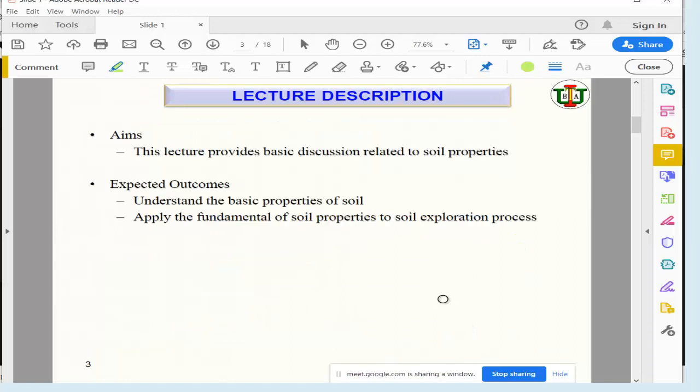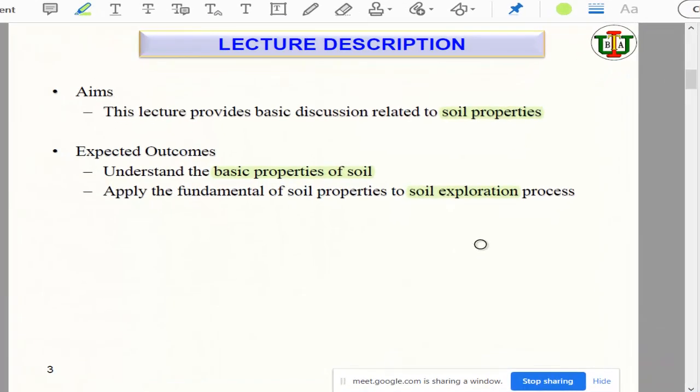Okay, so the aim of this lecture, or the target of this lecture, is to discuss the soil properties. We're expecting that we'll understand the basic soil properties. I think you already know them, so the expectation is that we can review the basic soil properties and apply these fundamentals to the next chapter, or next lecture, which we'll be conducting next week, called soil exploration. So it's basically soil testing.